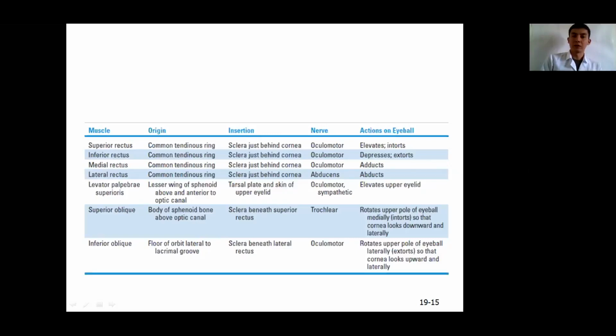Inferior oblique originates from the floor of the orbit, lateral to the lacrimal groove, inserts to the sclera beneath the lateral rectus muscle, is innervated by the oculomotor nerve, and rotates the upper pole of the eyeball laterally. The next muscle is levator palpebrae superioris, which originates from the lesser wing of the sphenoid bone above and anterior to the optic canal and inserts to the tarsal plate and skin of the upper eyelid, is innervated by the oculomotor nerve and elevates the upper eyelid.